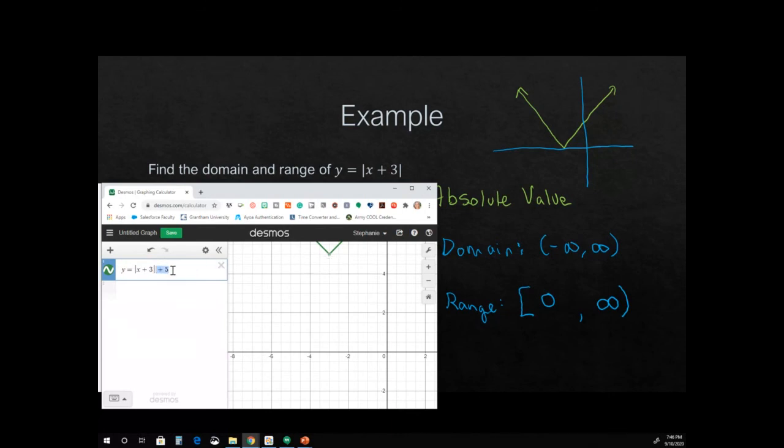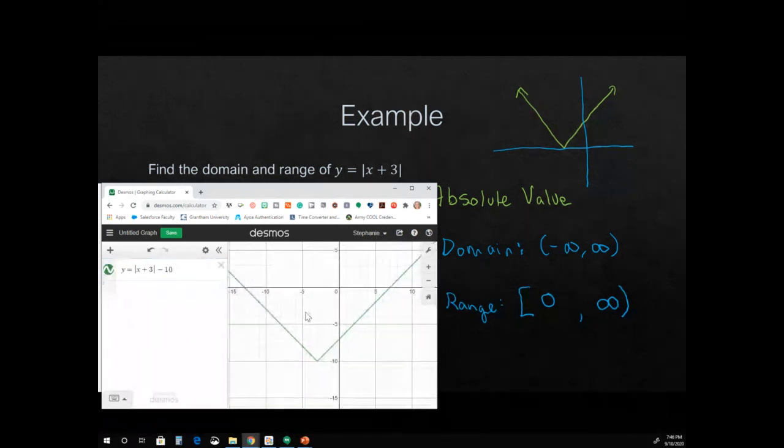If I subtracted 10, so we can't see it, I got to zoom out. But then we've got the graph, and now the lowest value is at -10. So it moves around depending on where the graph is located. But the domain is always going to be negative infinity to infinity. So you always know the domain. You know the range will have a lowest point, but that's why you want to graph it so you can figure out what that point is.